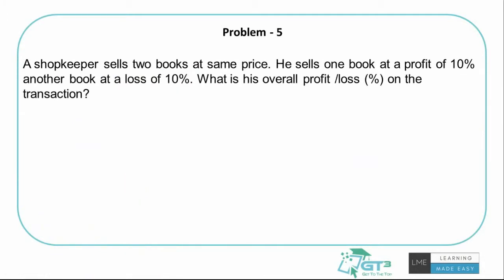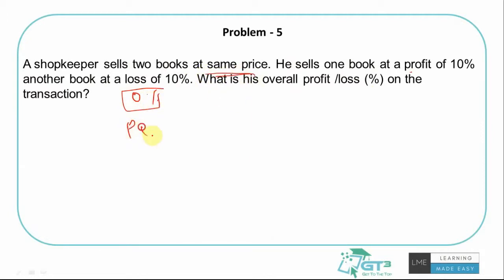Right? This question is a very standard question and I see most of the students doing it wrong. So it says a shopkeeper sells 2 books at the same price. He sells one book at a profit of 10%, another book at a loss of 10%. So what is his overall profit or loss percentage on the transaction? I see a good number of students do it as 0% because plus 10 and minus 10 is 0. Again, it's wrong. You see, the selling price is the same, right?